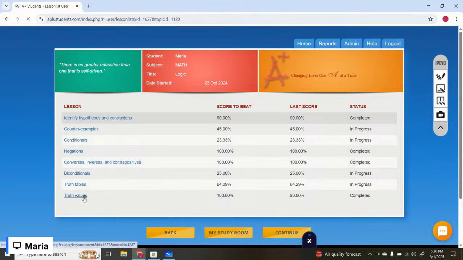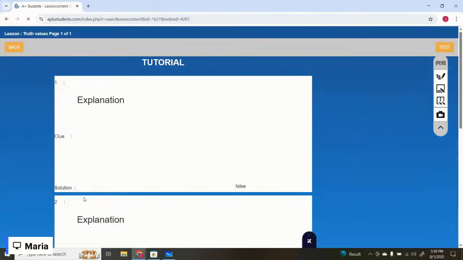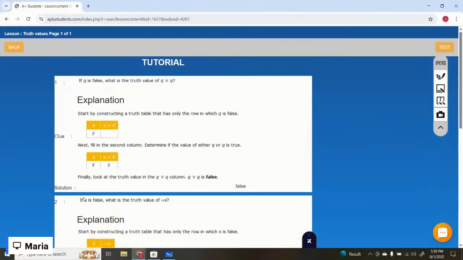The next lesson is truth values. If Q is false, what is the value of Q and Q? If Q is false, then Q and Q is also false. Let's just start with the test questions.